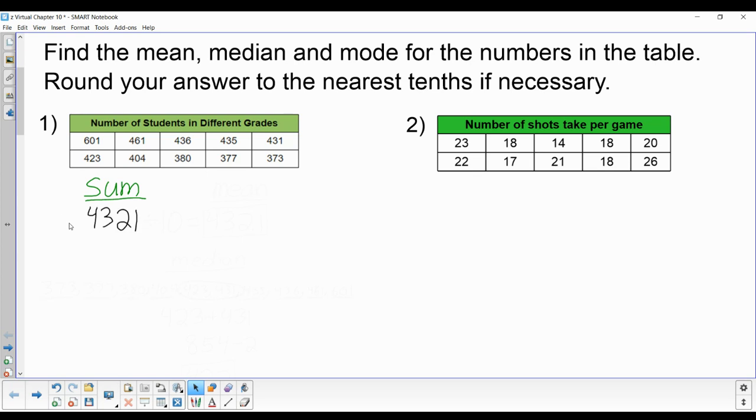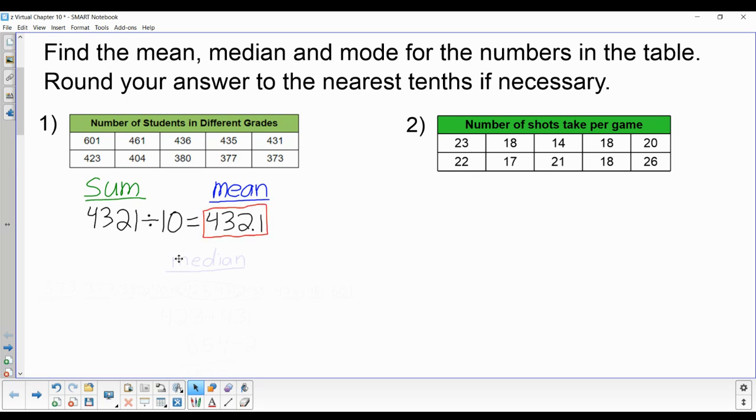To find the mean, you take the sum of the numbers and divide by how many there are. Since there are 10 numbers in this table, we will divide by 10, and that will give us the mean, which is 432 and 1/10.